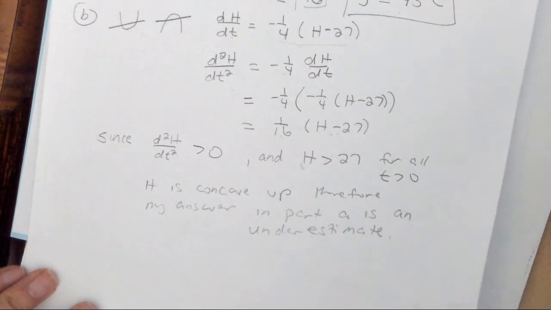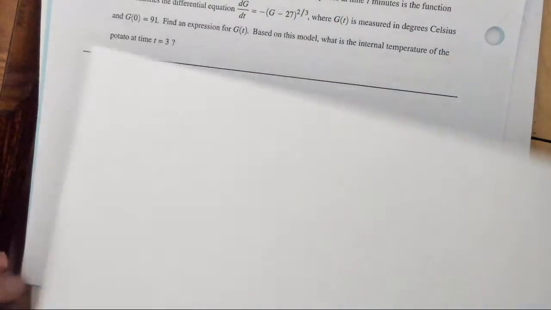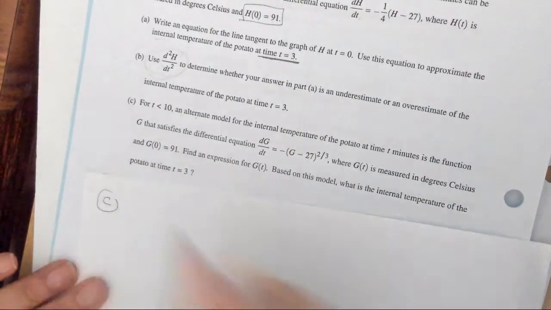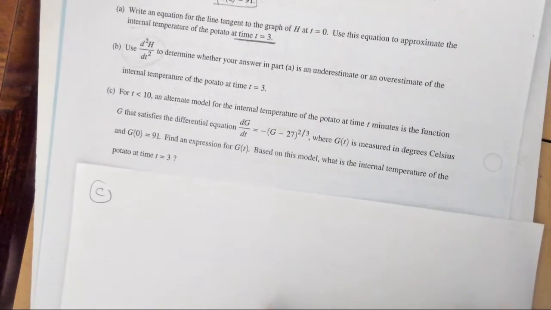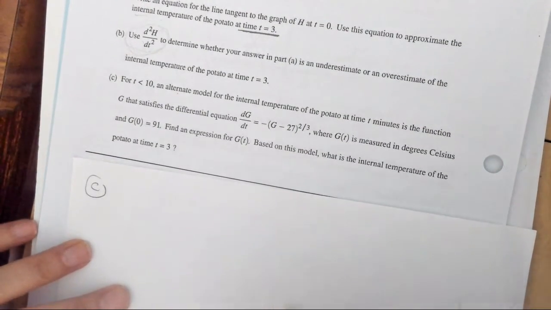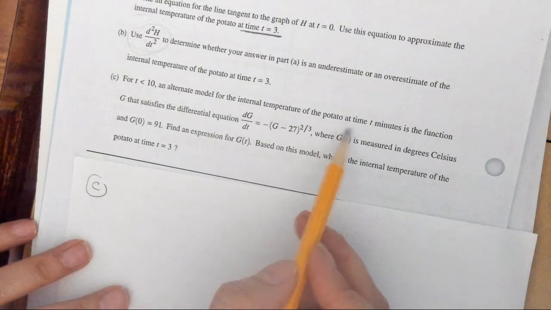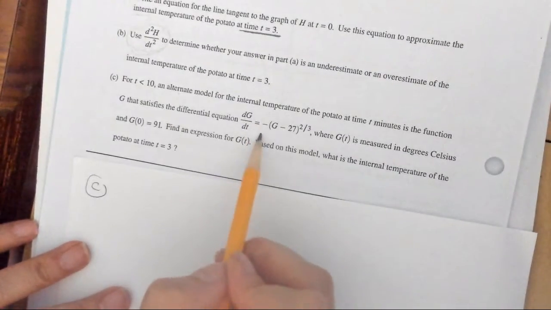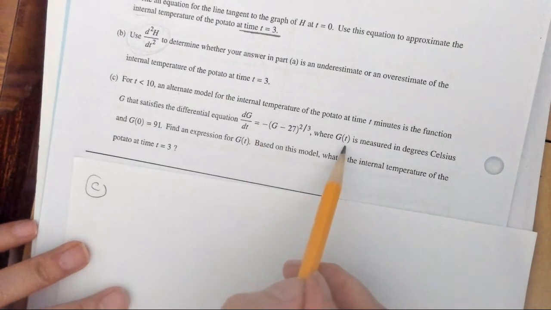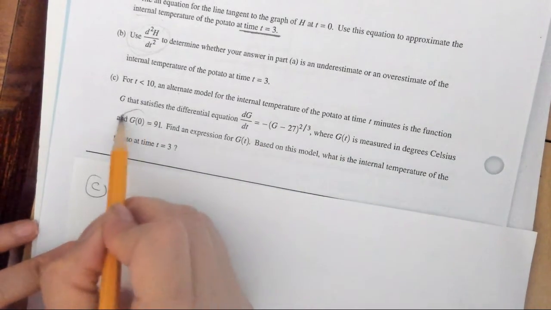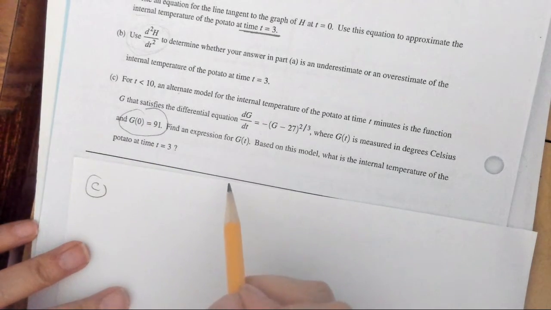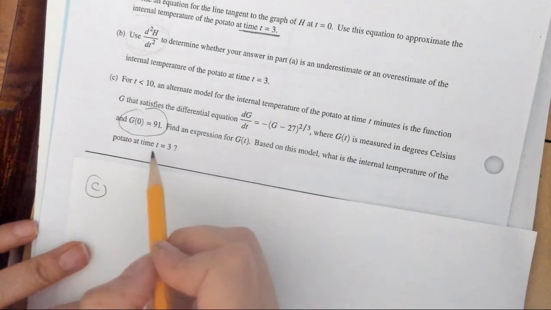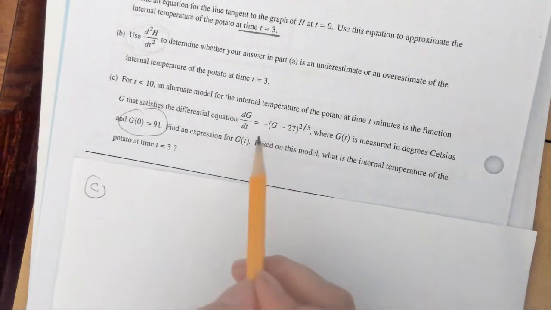That was B. On to C. Let's do C. For t less than 10, an alternate model for the internal temperature of the potato at time t minutes is the function g that satisfies this differential equation, where g of t is measured in degrees Celsius and g of 0 equals 91. Based on this model, what is the internal temperature of the potato at time t equals 3? So they give us a model.